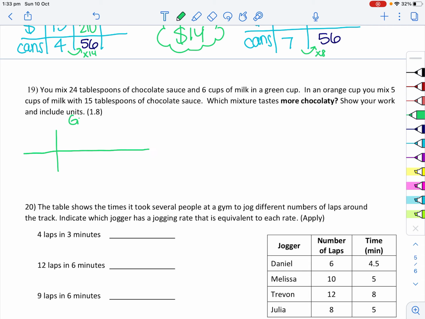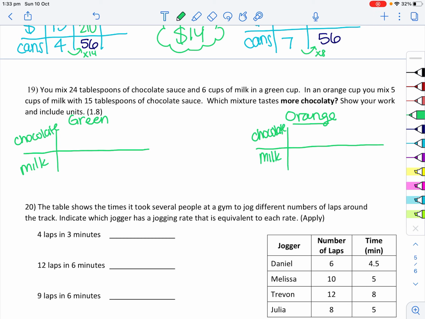So I'm going to have green and orange. So I'm going to have chocolate and milk. So I've got 24 and 6, and then over here I've got 15 and 5. And I'm going to make the milk the same and compare the chocolate.